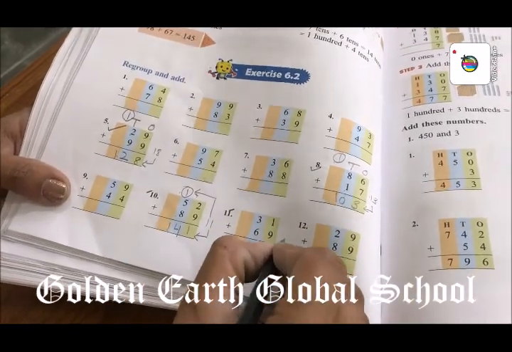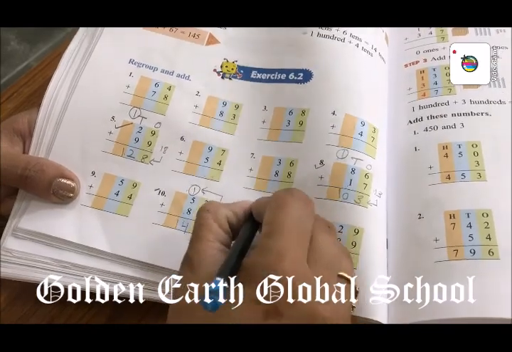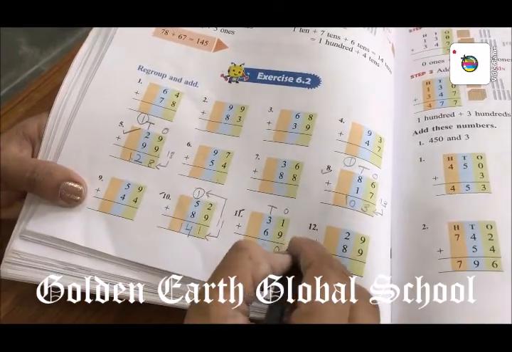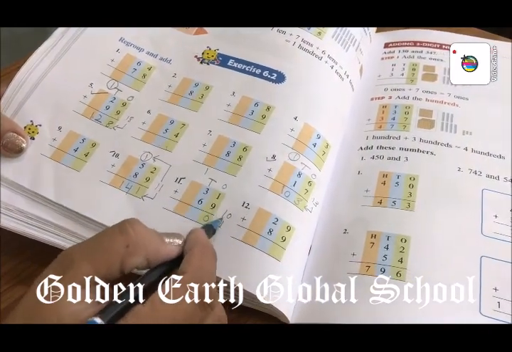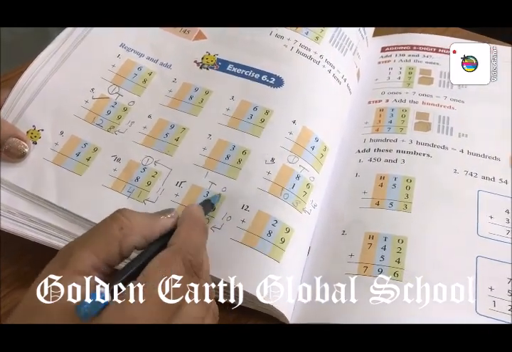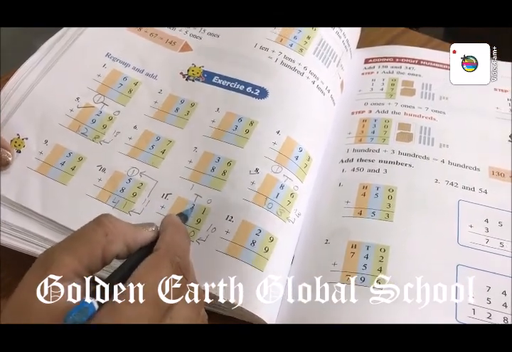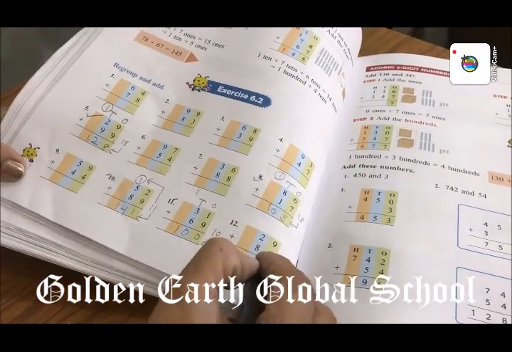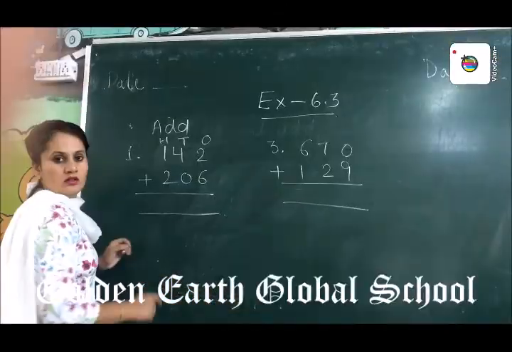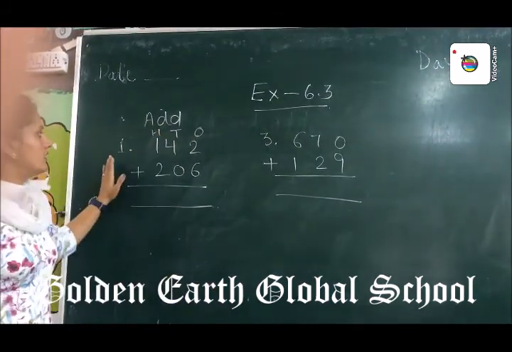11th sum, 9 plus 1 is 10, 0 is carry, write down the places. 31 plus 69. 9 plus 1 is 10, 0 we will write under this ones and 1 will be carry to this one. 6 plus 3 is 9, 9 plus 1 is 10. So this is our answer. 12th sum, do yourself.